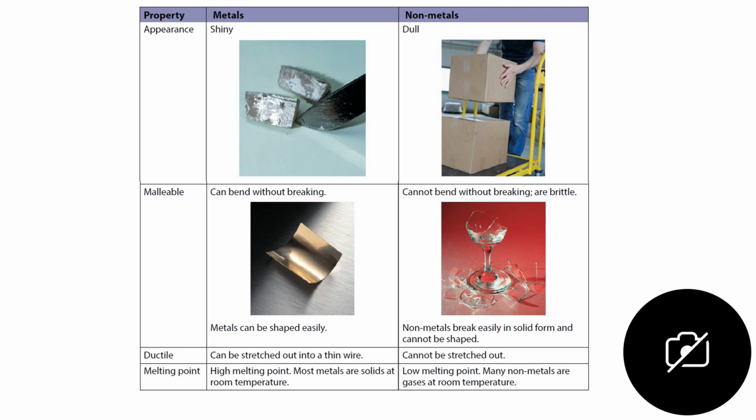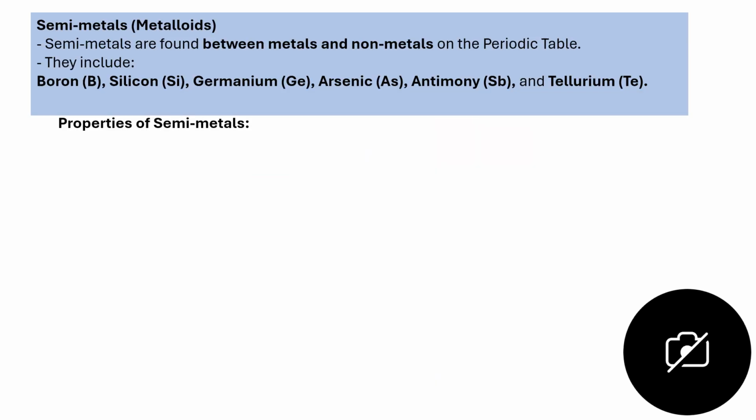So it's important to know this information because I can ask you in the exam the characteristics or to list the properties or states. I can give you a picture. I can ask you, is it a metal? Is it a non-metal? Why is it ductile? What is the melting point? And questions like that. So semi-metals basically are found between the metals and the non-metals, and they include boron, silicon, germanium, arsenic, antimony, and beryllium.